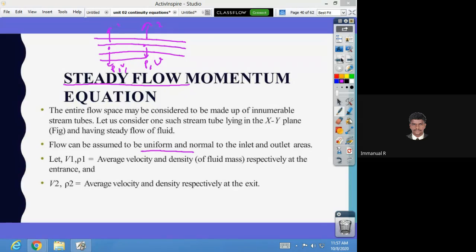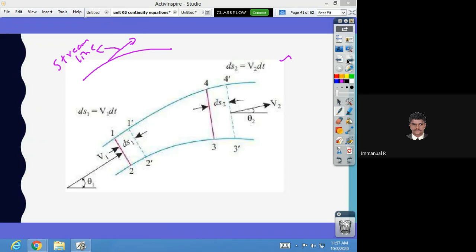Next point, let v1 and rho 1 be the average velocity and density at the entrance, and v2 and rho 2 be the average velocity and density respectively at the exit. So V1 is the velocity at the entrance and rho 1 is the density at the entrance, V2 is the velocity at the exit and rho 2 is the density at the exit, and the flow will be normal. This is the normal line, normal to the entrance region as well as normal to the outlet region.